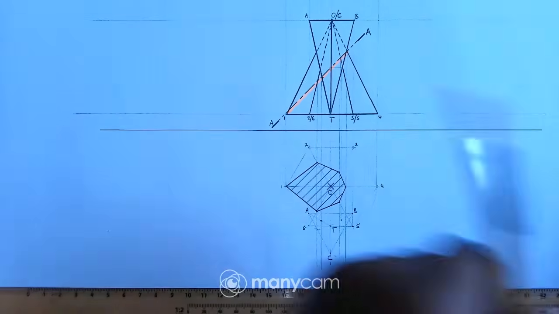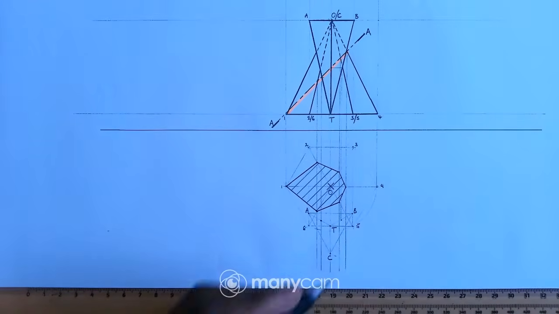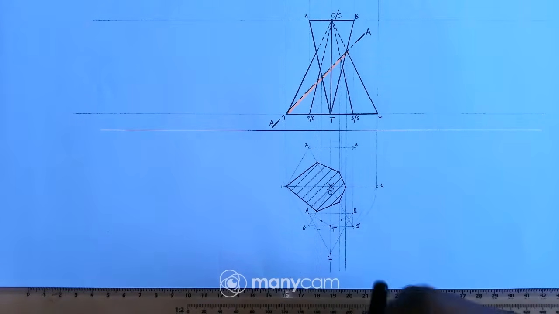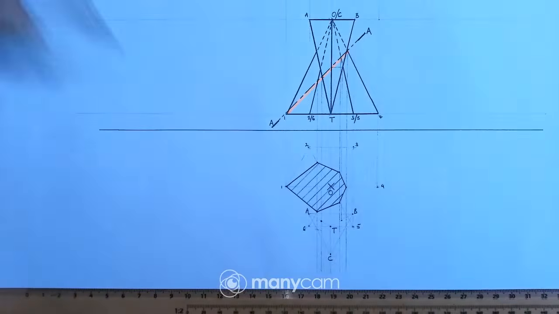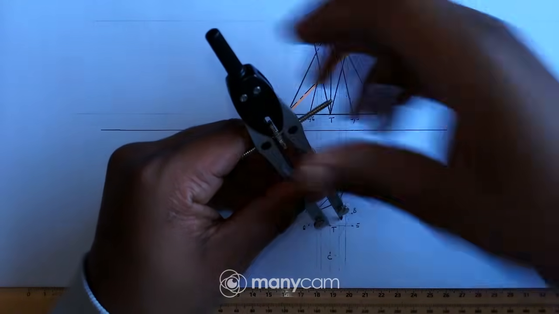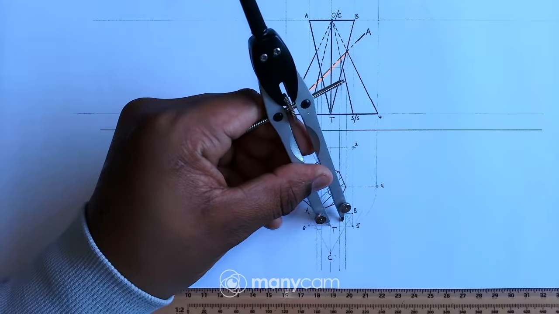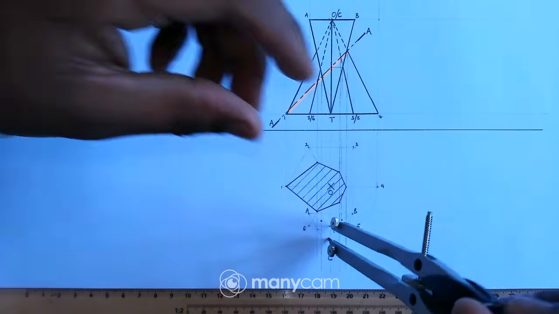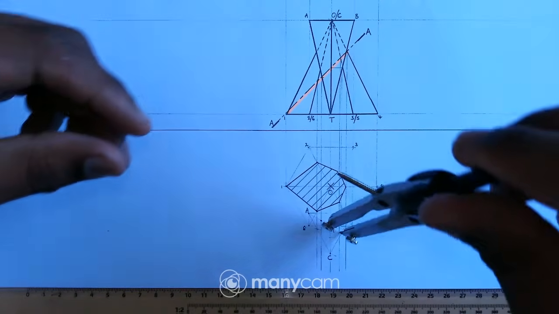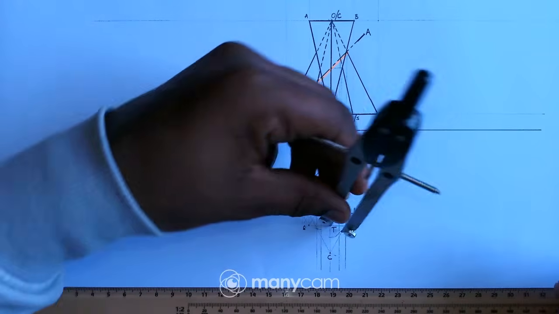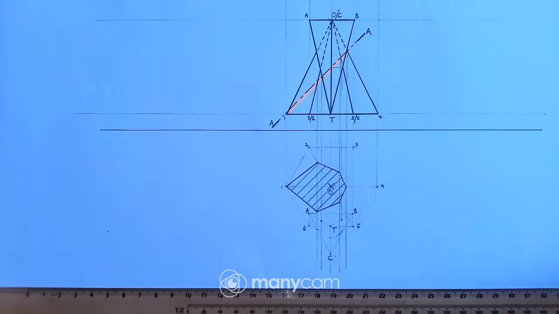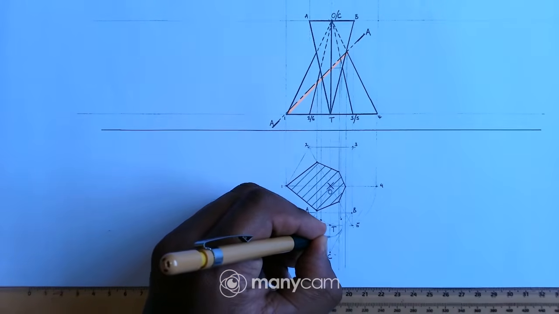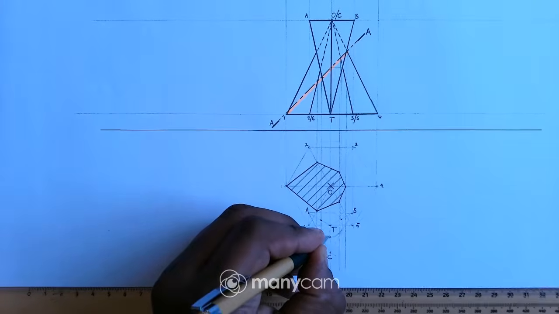So from here, I'll have to take my compass, put my compass on point T, point T to the point, right? So I'll project this point to line TC. So that means the cut surface is there, so the point will be there.